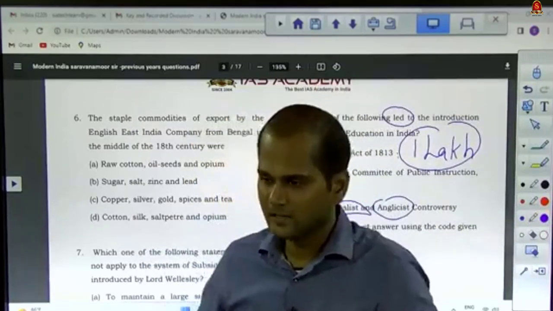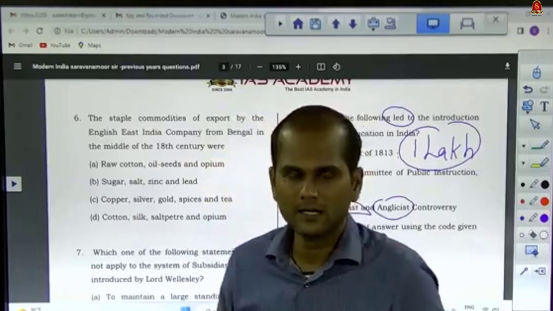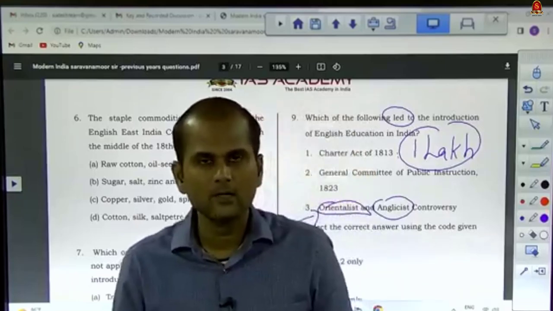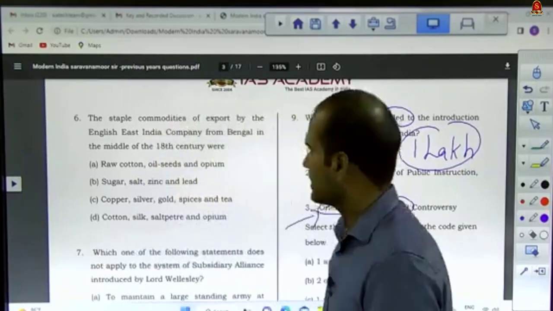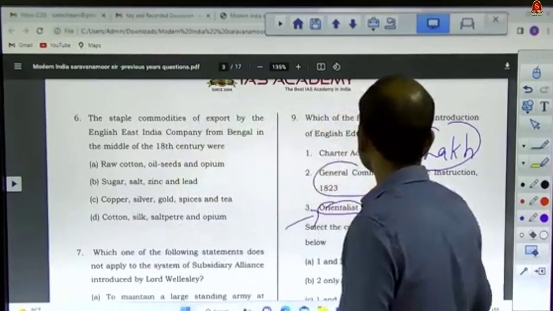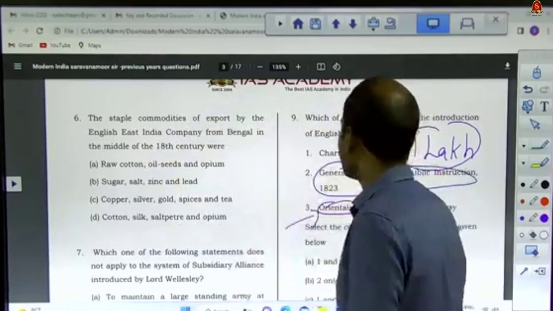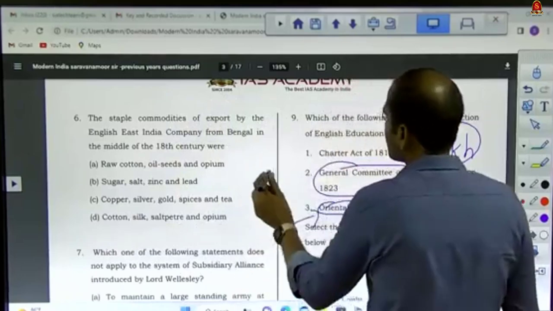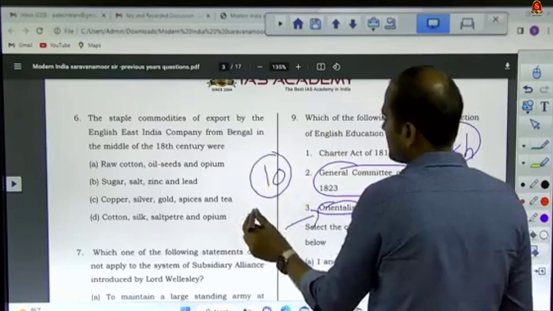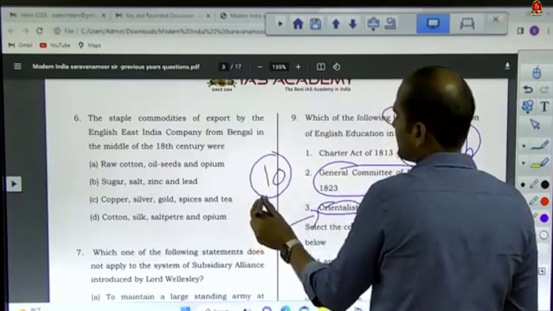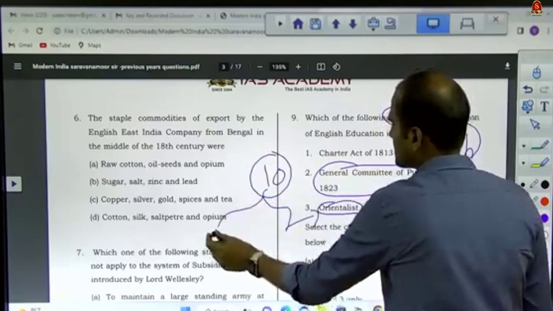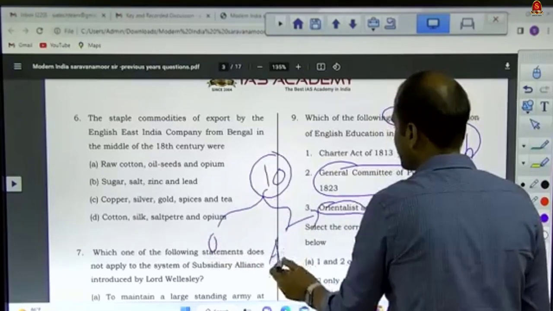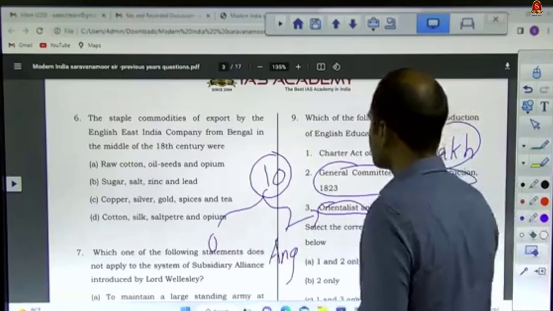Because of that, though 1 lakh was allotted, for the next 10 years it was not spent at all, until the appointment of a public committee headed by Thomas Macaulay, that is Lord Macaulay. In that 10-member committee there was a split into the Orientalist group and the Anglicist group.